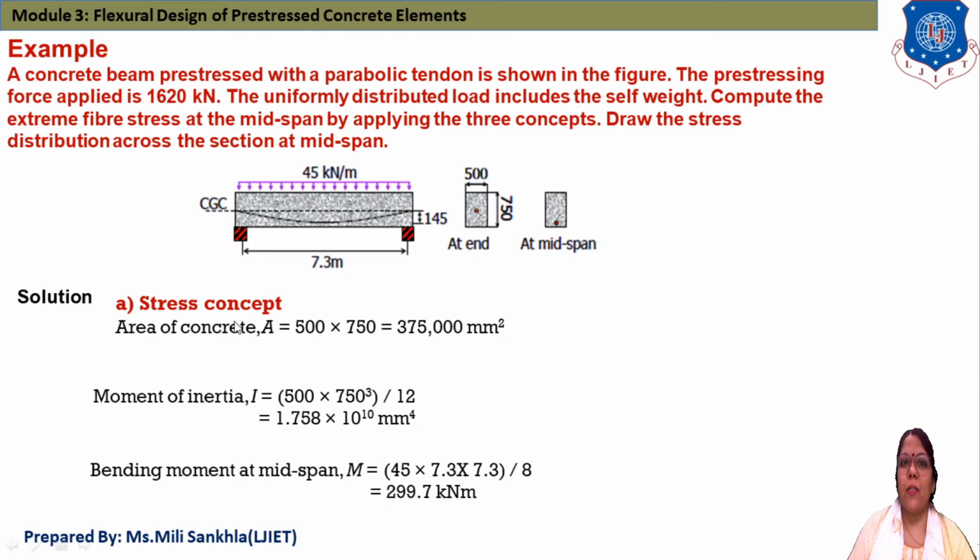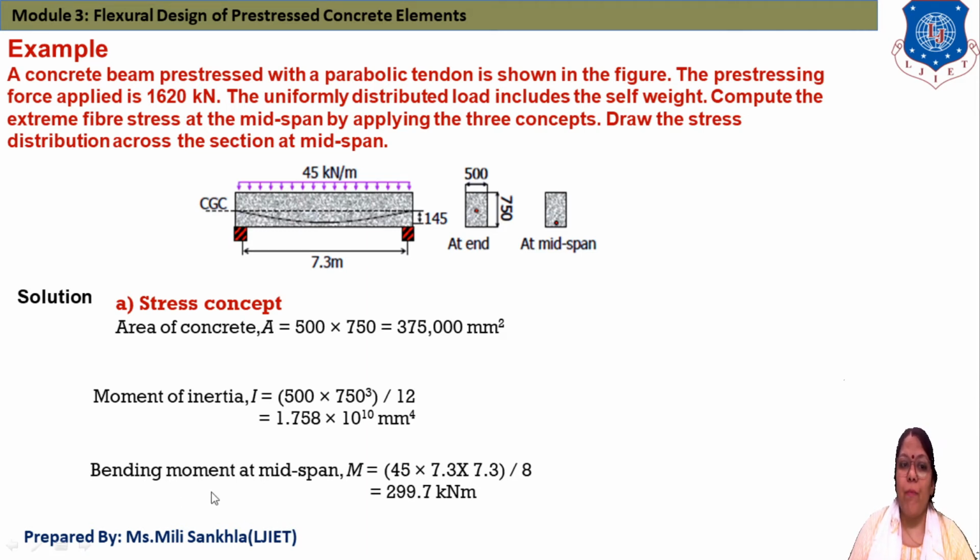First is the stress concept. Based on the stress concept, first we find the area of concrete, A equal to 500 into 750, that is 3,75,000 mm². Now we find the moment of inertia. I is equal to BD cubed by 12, where B is 500 and D is 750. So I equals 1.758 into 10 raised to 10 mm⁴, which is the unit of our moment of inertia.